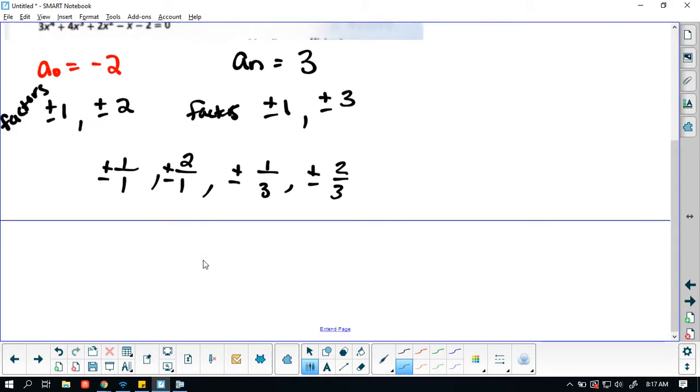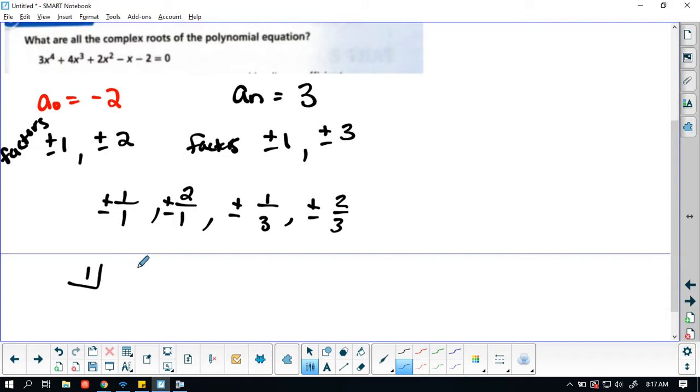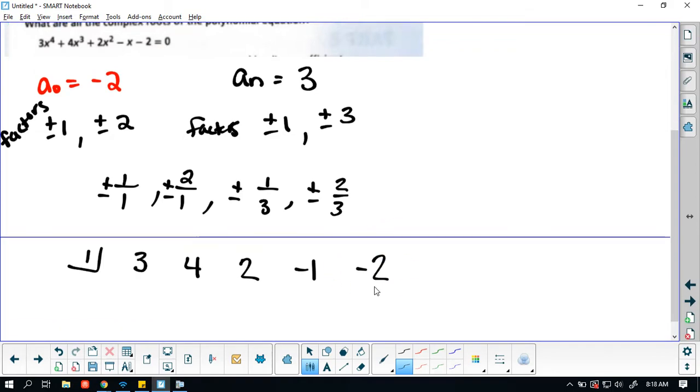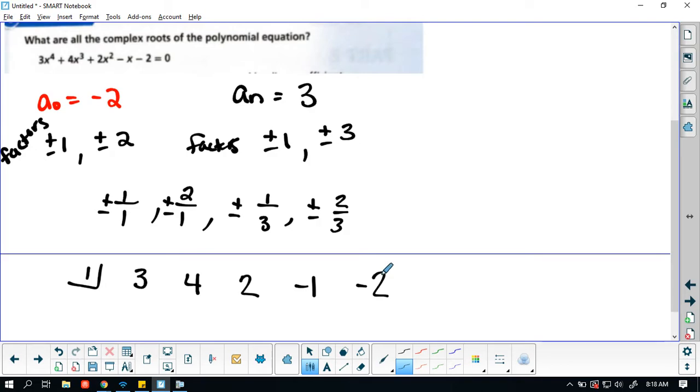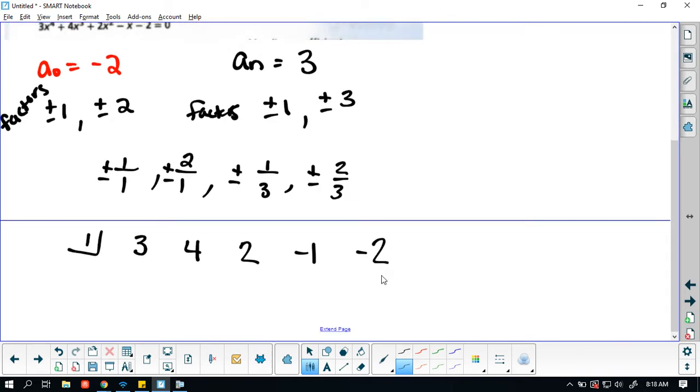Now let's test. We're going to test with synthetic division. So we're going to test 1, 3. And this is if you do not have access to a calculator. I know the last one I showed you was with the calculator. This one is if we don't have access to a calculator. Remember, our remainder here needs to be 0. Make sure I have that. I don't have any placeholders.